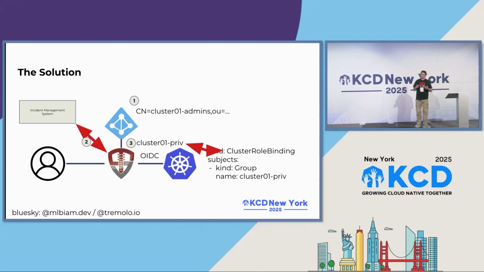So not necessarily the ones that you already have access to, but potentially. And we get that information from Active Directory. We then ask the user to go to a form and say, hey, look, pick which cluster you want to have access to, and then give us an incident number.